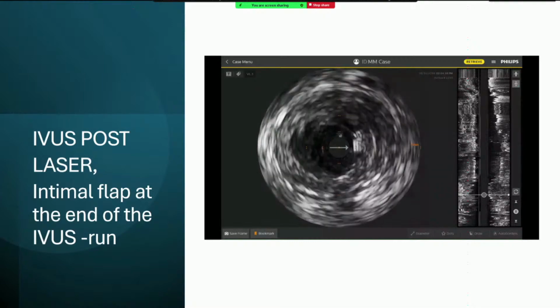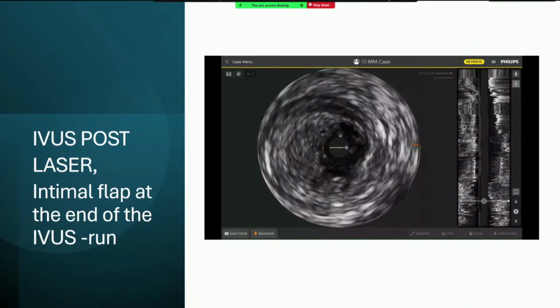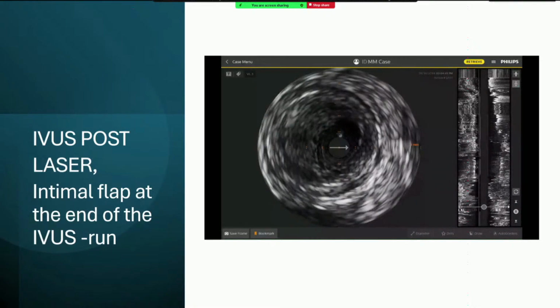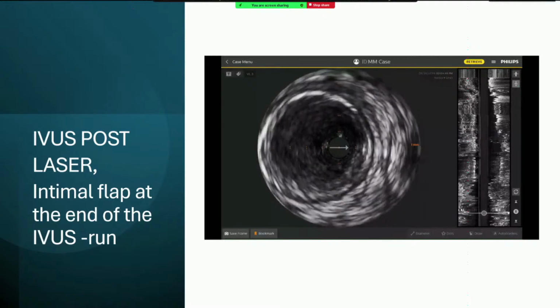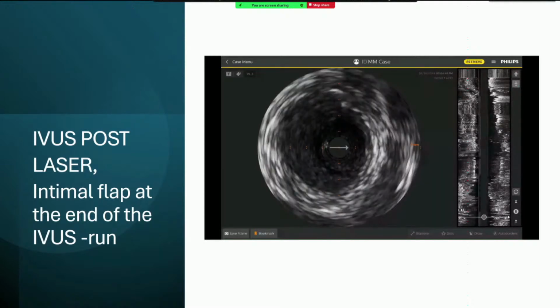And now it reaches the native vessel. So there's still some thrombus. So here it's all clear. There's hardly any thrombotic material left.